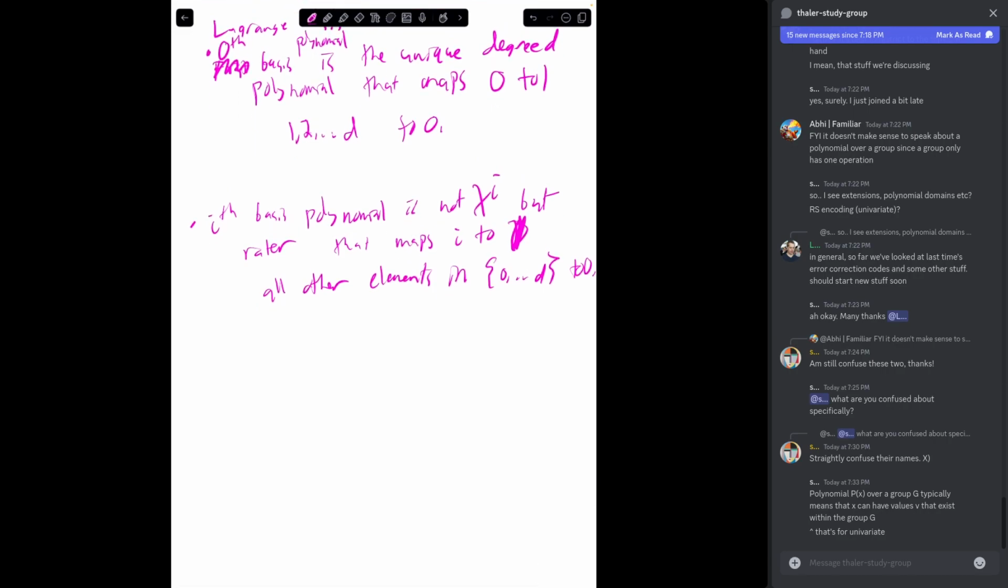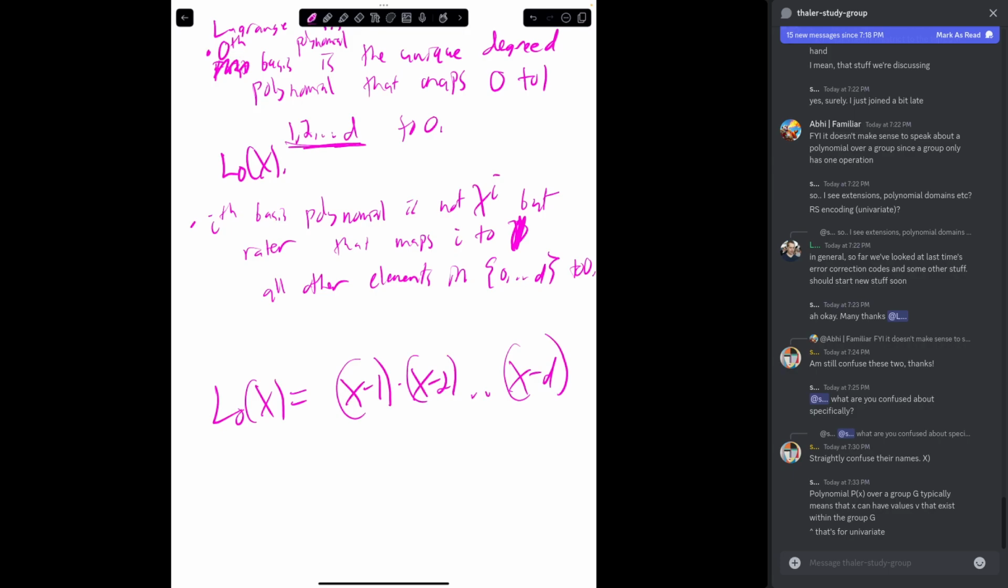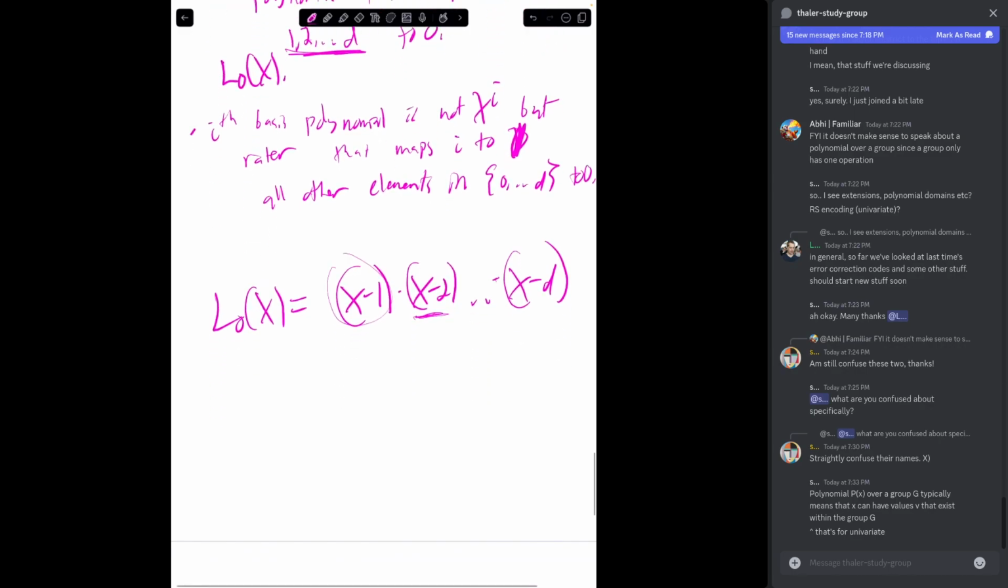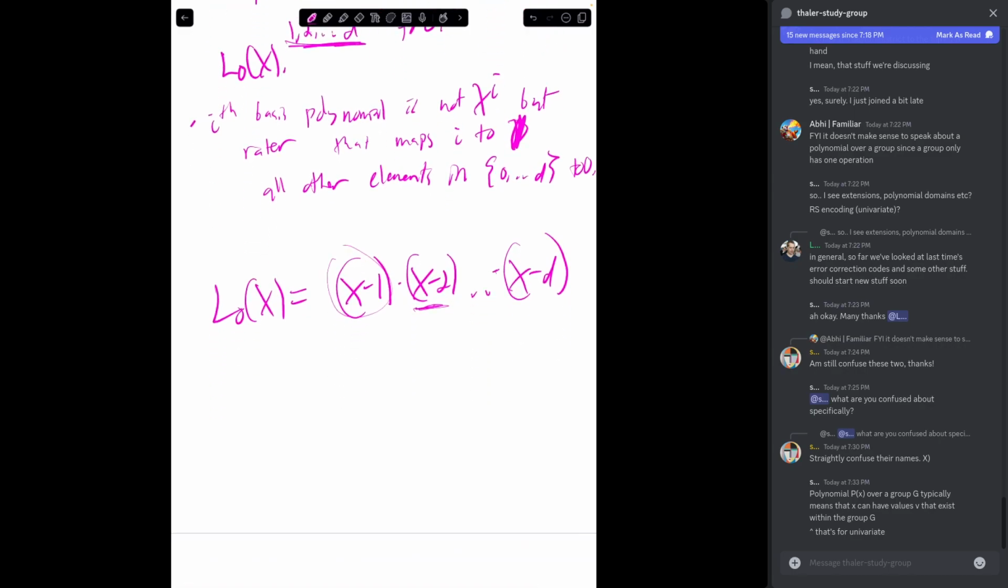Let me call this L0 of x. So we want to kill 1 up to D. This is how we make sure that inputs 1, 2, 3 up to D map to 0. We have x minus 1 times x minus 2 up to x minus D. That makes sure that 1 maps to 0, 2 maps to 0, because you'll be multiplying together a bunch of things with one of them being 0, so you get out 0. This is almost it, I'm not done defining it. This killed 1 up to D.